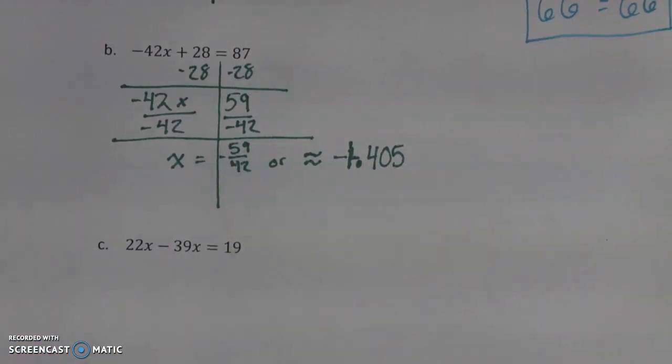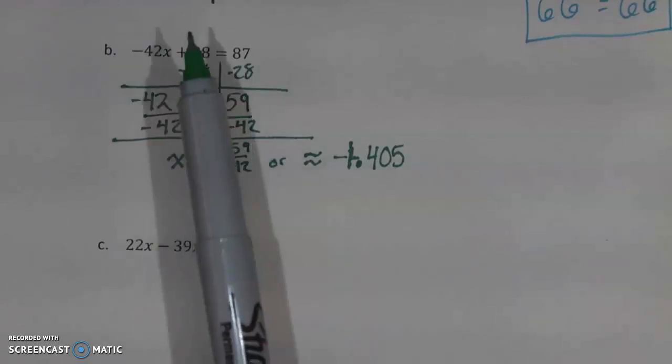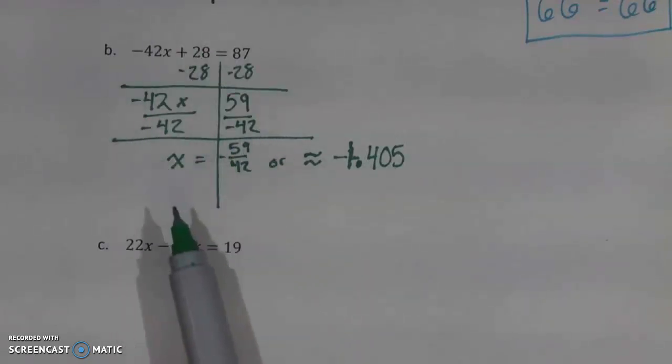You should have either negative 59 over 42, which you can write as a mixed number as well, or you could have approximately negative 1.405. I would still like to see your check of these, even if that's not the answer that you got. Run through, double check why it would have to be that, and show me that you've checked and confirmed that this is, or perhaps is not, the correct answer.